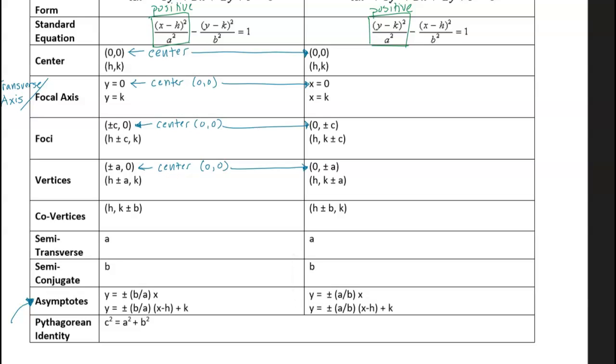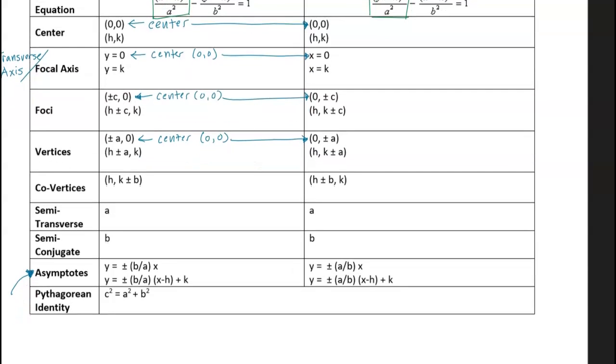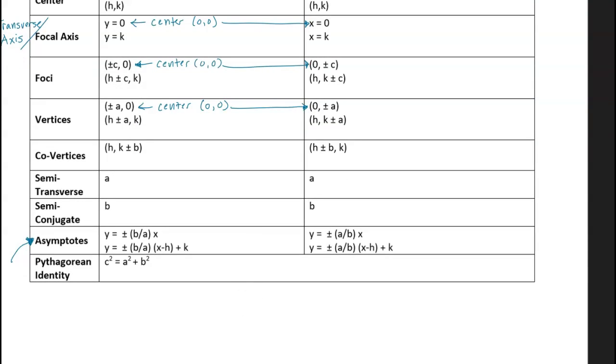Also, notice that when we're trying to find the foci, we still need to know what that C value is. The C value can be found for a hyperbola by square rooting, this time, a squared plus b squared. So remember, for an ellipse, we found the C value by subtracting. This time, we're adding a squared plus b squared.